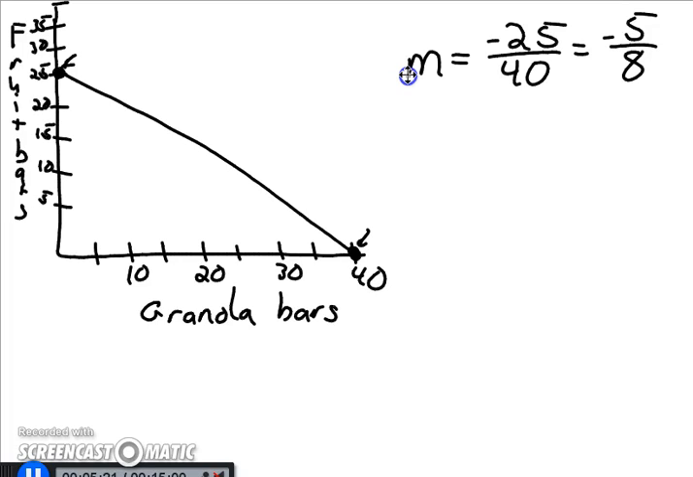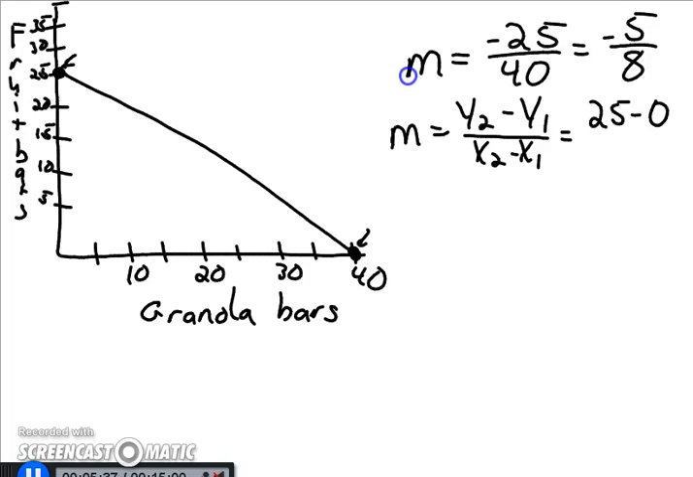Again, if you want to do this using the formula, that would be m equals y2 minus y1 over x2 minus x1. We'd simply plug in. For the y's, you would have 25 and 0. For the x's, you have 0 and 40. That would give us 25 over negative 40, which is negative 5 over 8. So certainly feel free to use the formula if you would prefer.